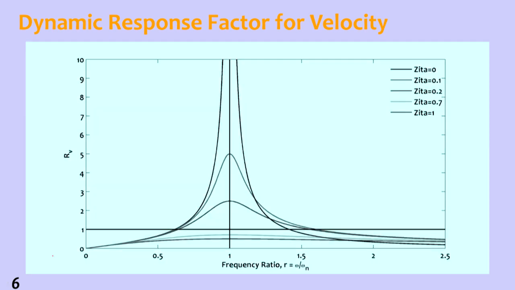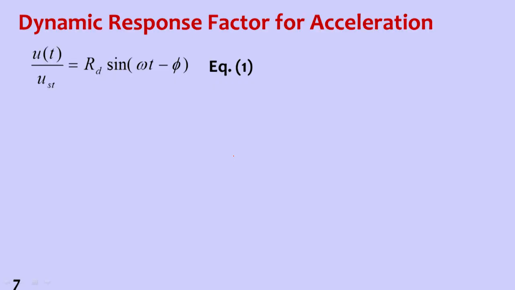So the graph, if we plot this, is like this. Again, you can see when damping is not there, this value goes to infinity, and with the presence of damping the peak amplitude drastically reduces. And in a similar manner, let us go further and analyze the dynamic amplification factor for acceleration.